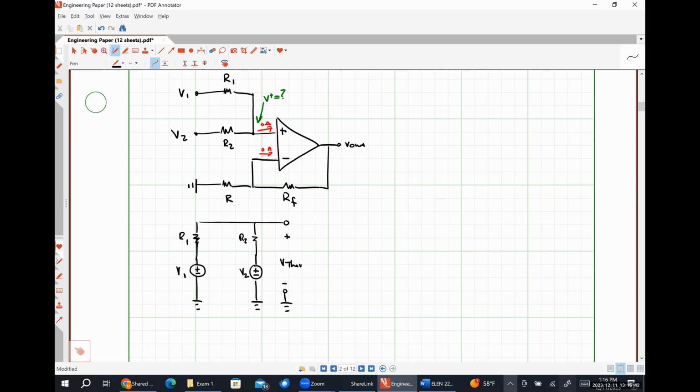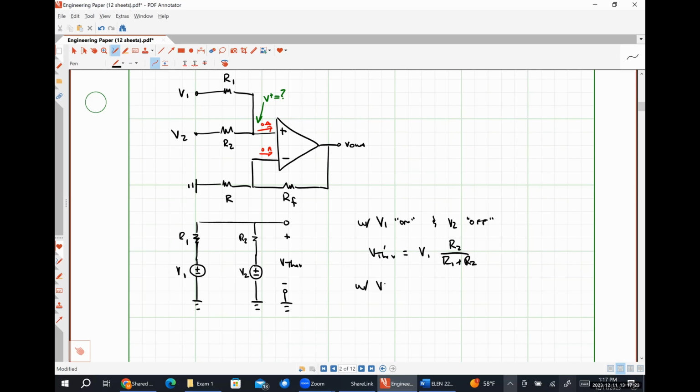I'm going to choose to use superposition. Might not be super obvious here, but if I choose to use superposition, this is just 2 voltage dividers. I'm going to add their outputs together, right? So with V1 on and V2 off, VThev single prime is going to be just the voltage drop across R2. So that's going to be V1 times R2 over R1 plus R2.